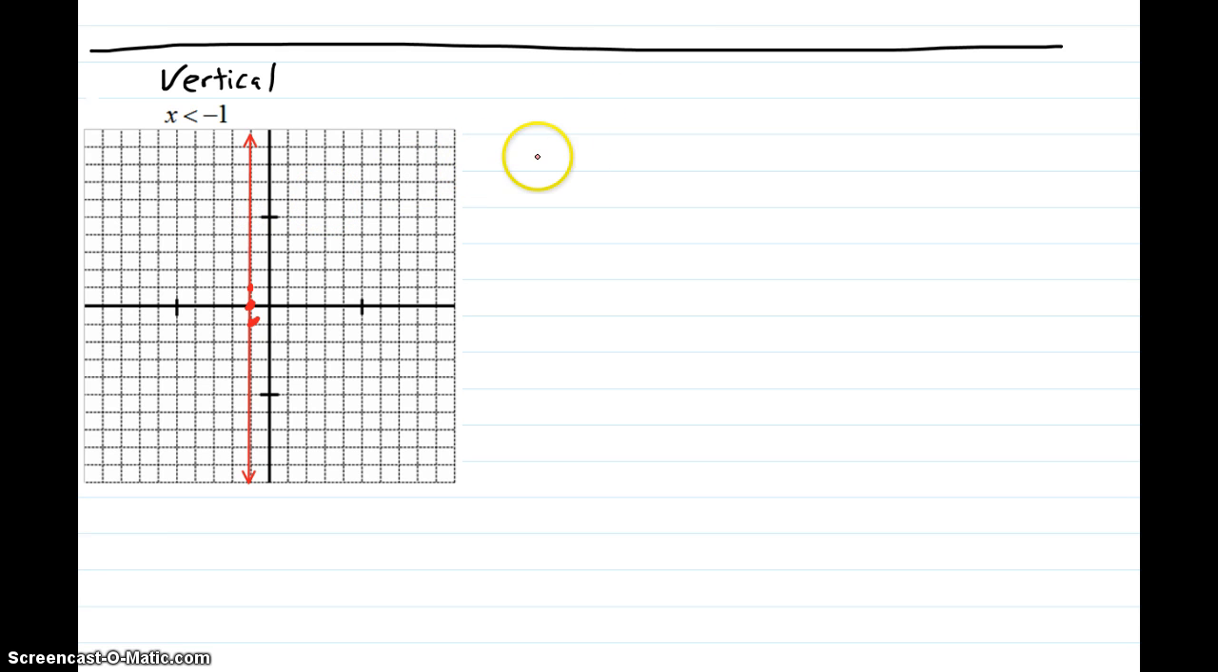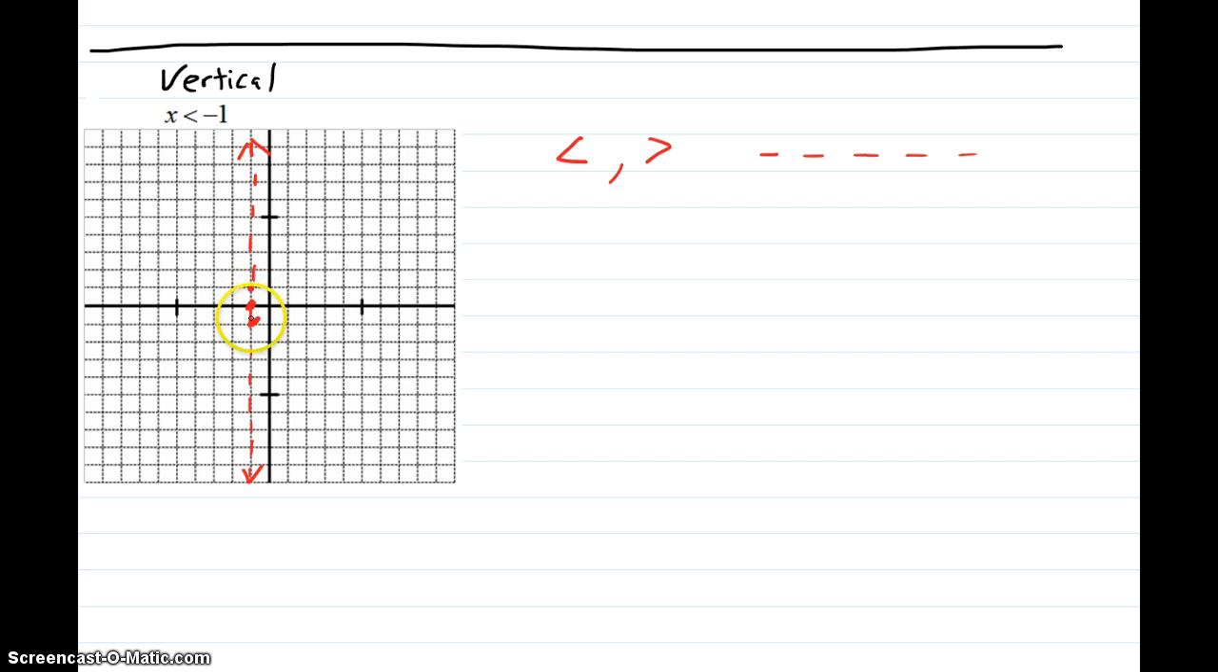And so now, oh, I messed up. I didn't want to draw a solid line because this is a less than. So if it's a less than or a greater than, we have to draw a dashed line. So I'll come back and draw the dashed line. And so now the second step in graphing is, do I shade above or below?